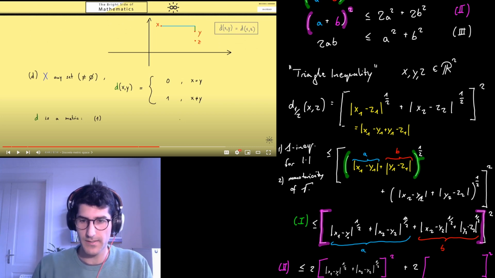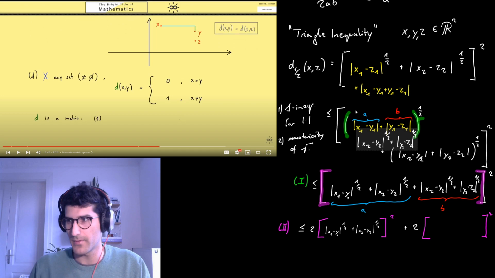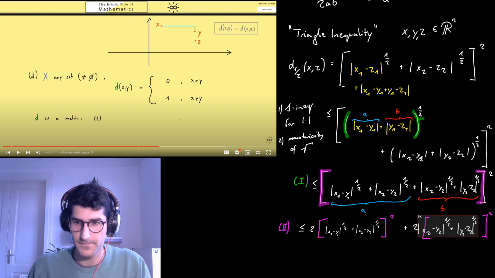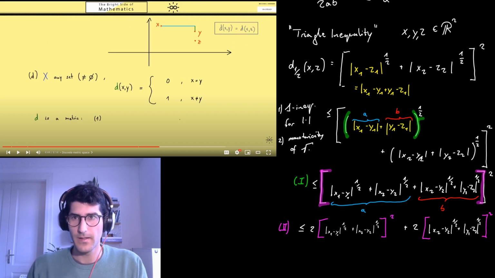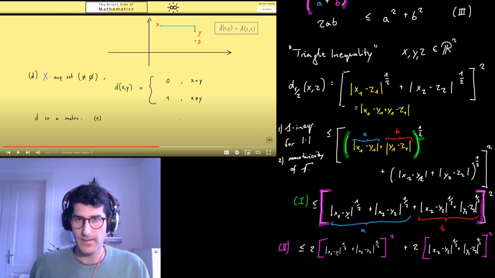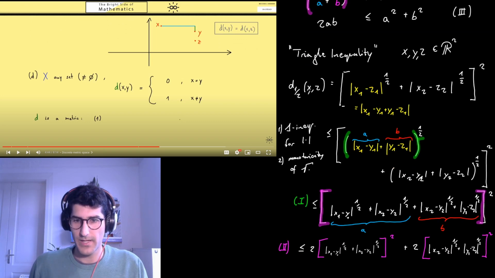So this is the first part. And the second part is just copy and pasting what I have already done. But now let's take a quick look back at how our metric d was defined. It's just the square of the sum of two square roots, which is what I have written down here.